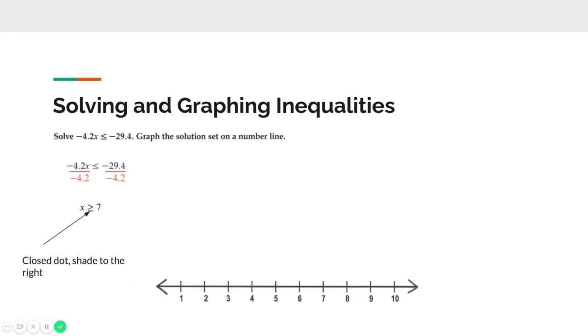Looking at my symbol, I have a line underneath it. So this says I have to use a closed dot. The numbers that are bigger than 7 are to the right, so I will shade to the right. So I put my closed dot and I shade to the right.